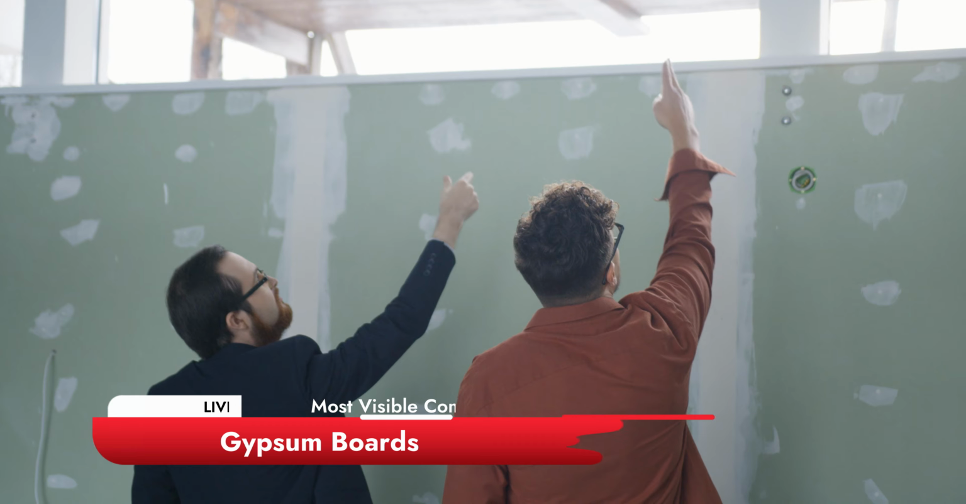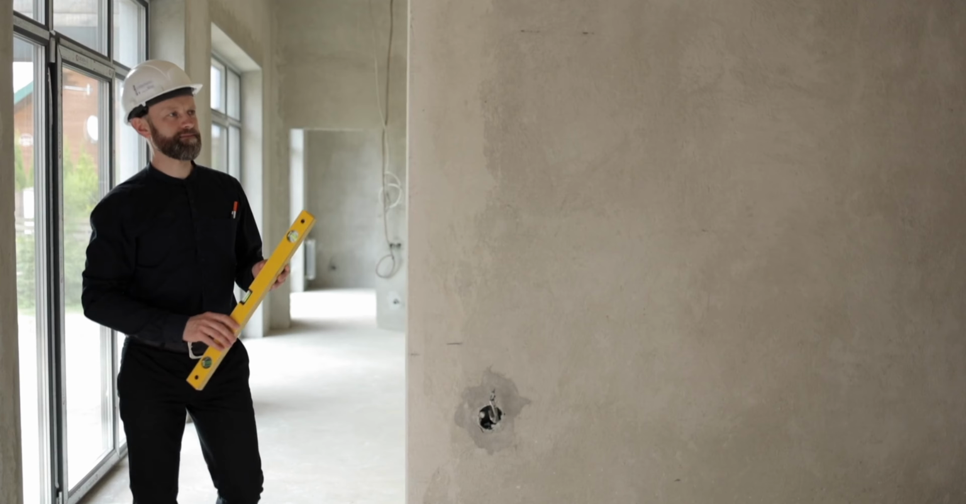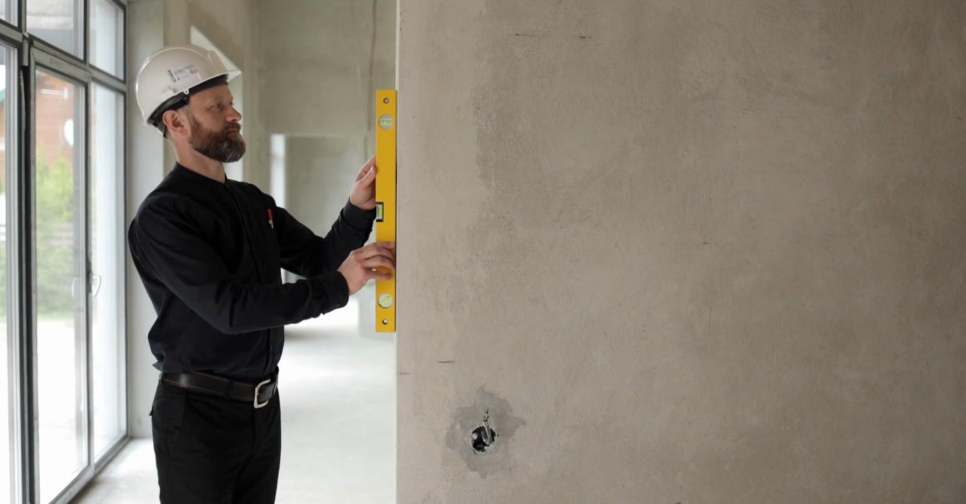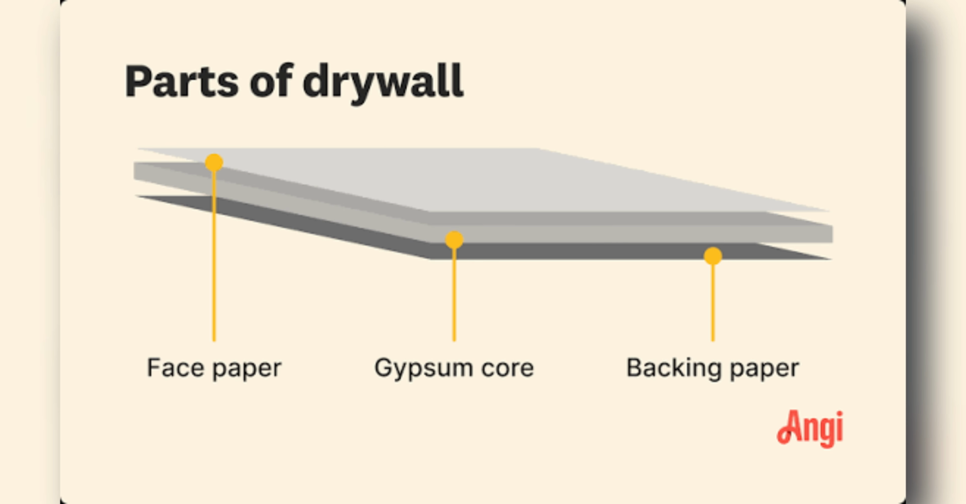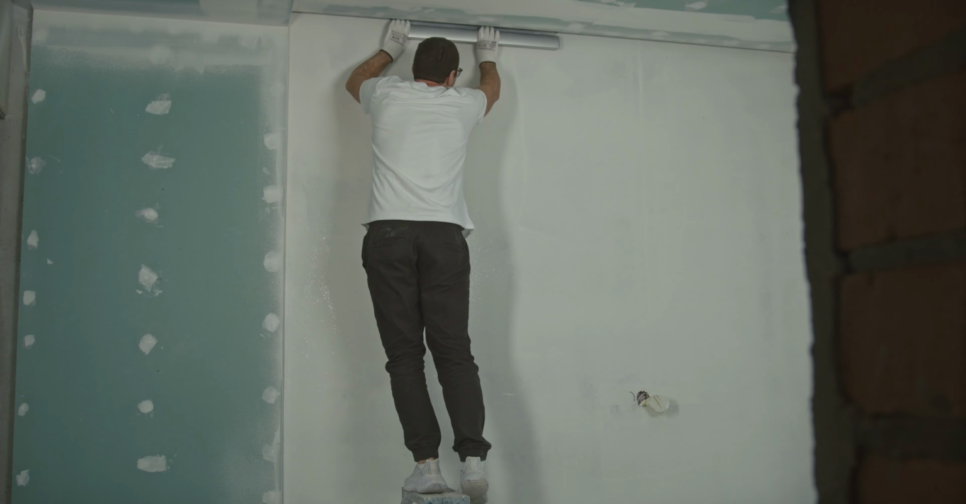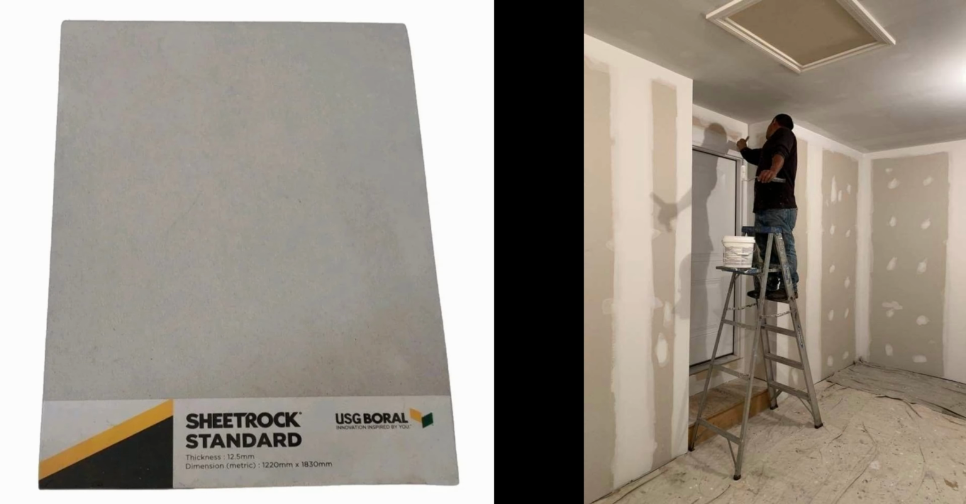Now we come to the most visible component, gypsum board. This is the surface everyone sees after construction is complete. A gypsum board consists of a gypsum core sandwiched between layers of paper. There are several types of drywall boards. Standard board is used in normal dry areas.